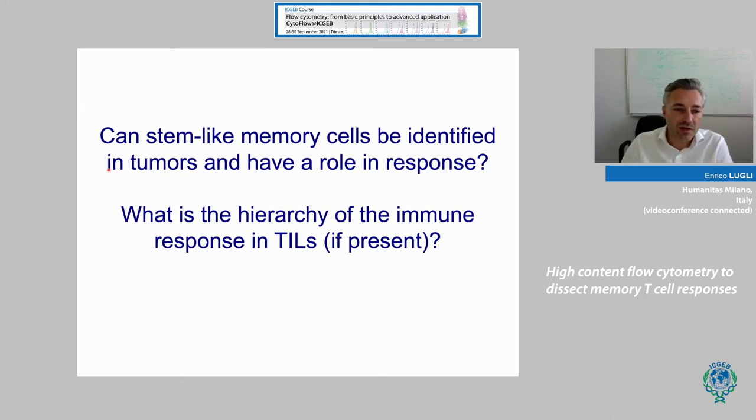So once I started the lab, I basically asked an important question. We moved to solid tumors. And the question was whether we could identify stem-like memory cells in tumors, and whether these cells had a role in the response. And if those cells were present, did they somehow respond to a hierarchy of the immune response among the tumor-infiltrating lymphocytes, similar to the one that we found in the circulation or in the lymphoid tissues in healthy individuals?